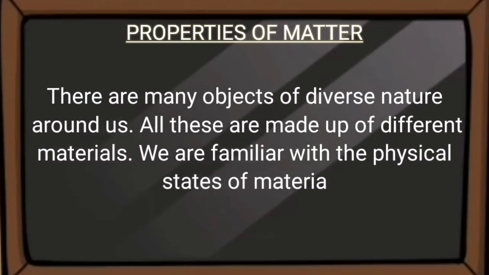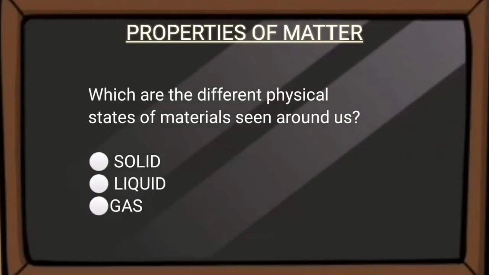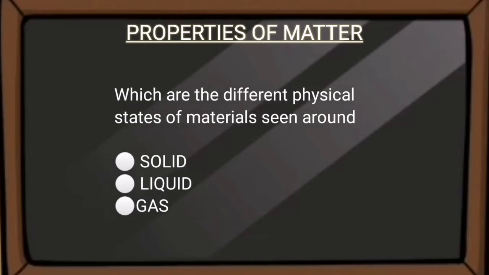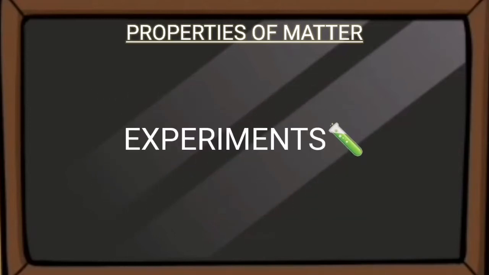So, there are many objects of diverse nature around us. All these are made up of different materials. We are familiar with physical states of material. Which are the different physical states of material seen around us? It is solid, liquid, and gas. Now let's do an experiment.